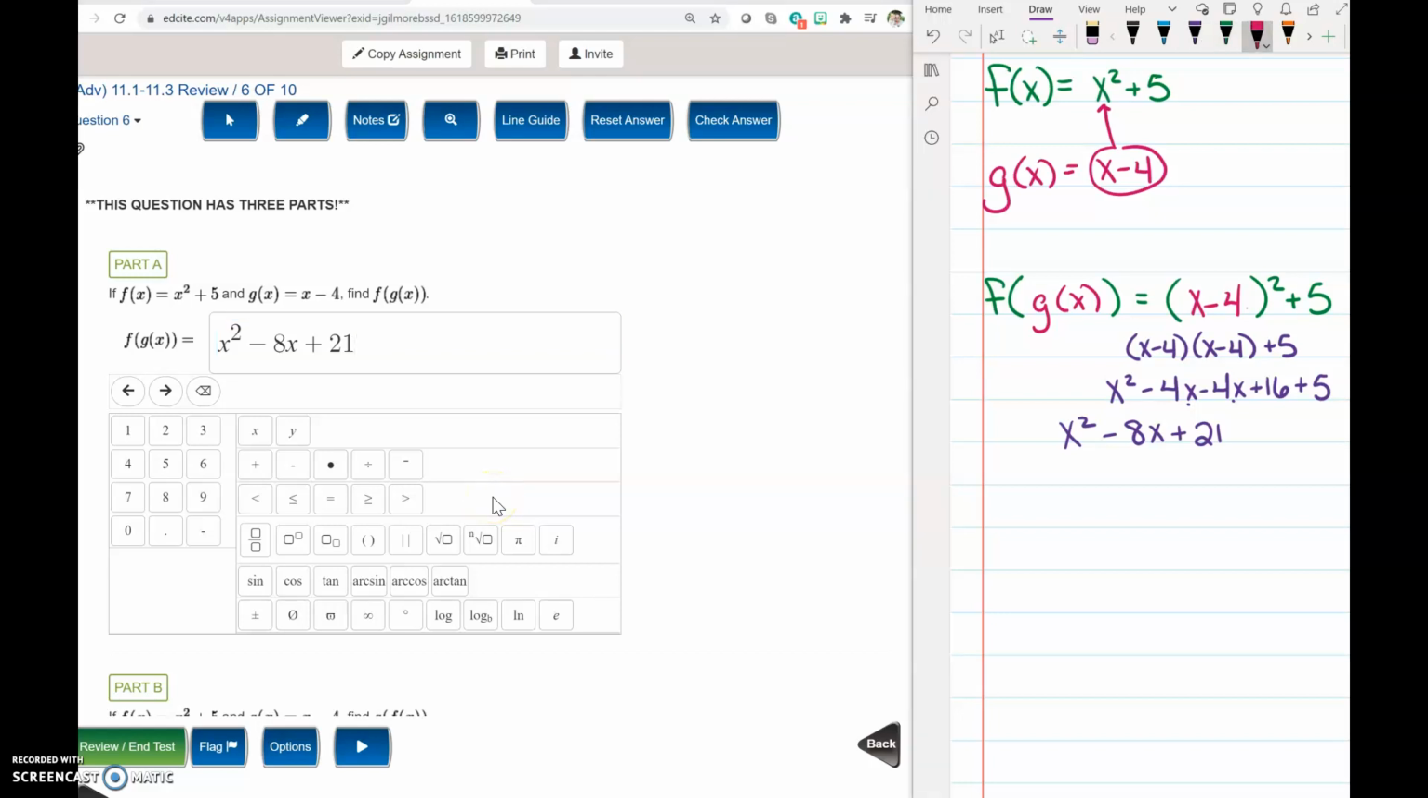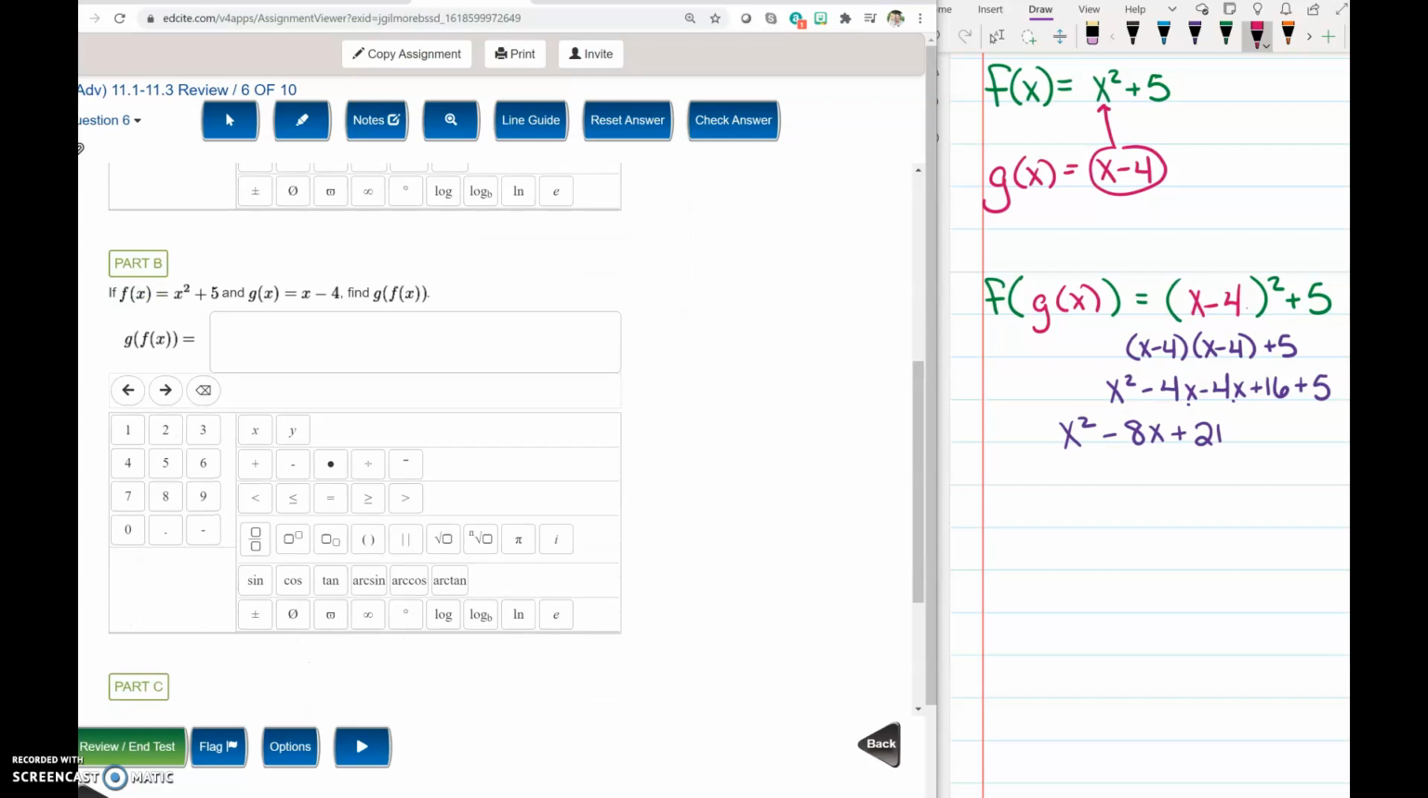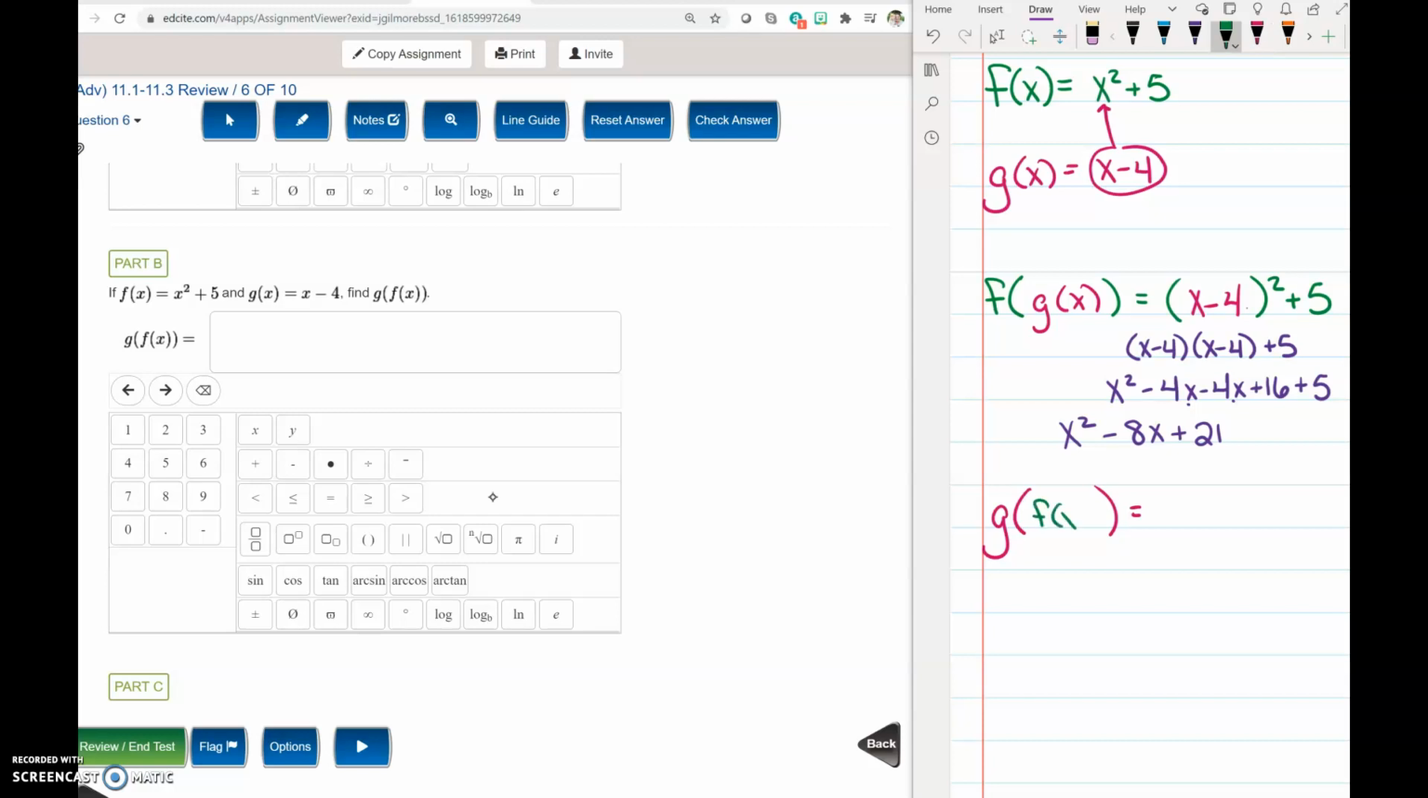Next, we are going to find, I believe, g of f of x. So g of f of x. This time we're going to take this entire f function and put it into the x of the g function. So our g function is something minus 4. The f function is x squared plus 5.